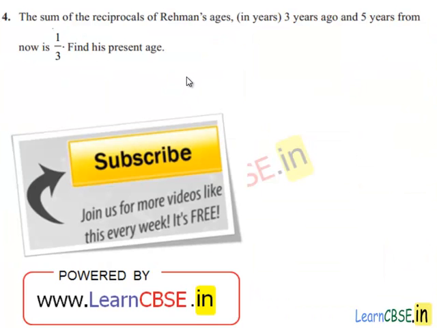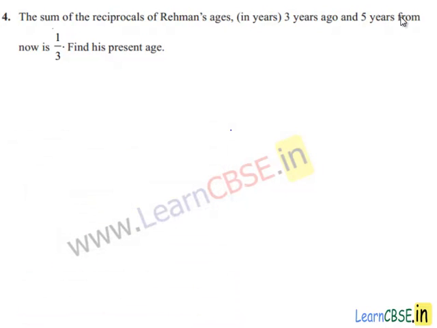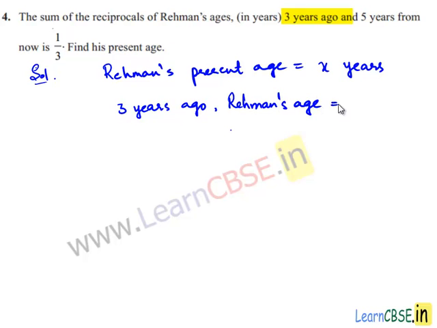Coming to the fourth problem, the sum of the reciprocals of Rahman's age in years 3 years ago and 5 years from now is 1 by 3. Find his present age. Assume Rahman's present age is equal to x years. 3 years ago, Rahman's age is equal to x minus 3 years.